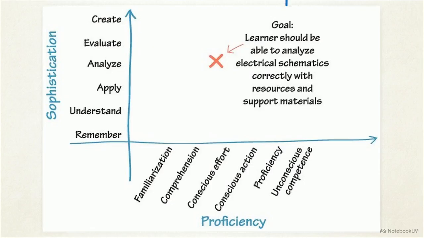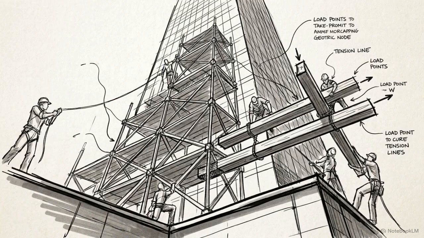This chart plots a specific real-world goal, analyzing electrical schematics correctly. Look at the coordinates. The red X requires reaching analyze in sophistication and conscious effort in proficiency, revealing the true logistical weight of the required training. Pushing learners into the higher, upper right quadrants of this matrix is structurally demanding. It cannot be done cheaply or quickly.